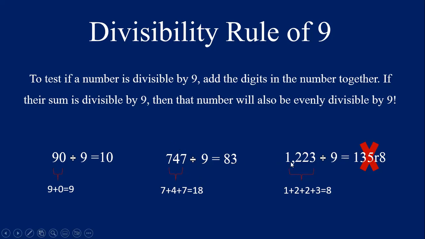Let's try this one, 1,223 divided by 9. Is this number evenly divisible by 9? Well, let's add the digits together. 1 plus 2 plus 2 plus 3 gives us 8. Is 8 a multiple of 9? No, it is not. And so now we know that this number, 1,223, is not evenly divisible by 9. When we solve it out, we'll get 135 remainder 8. So this one would have a remainder.